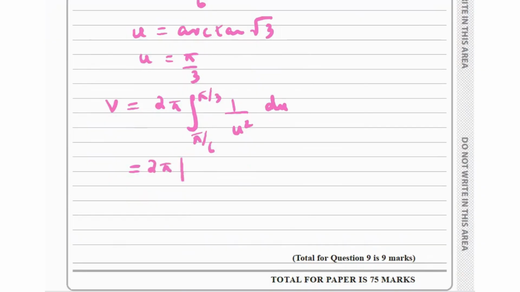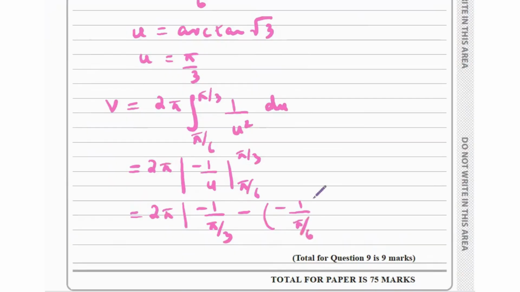So when you integrate this, we get negative 1 over u. We plug in the values of pi over 6 and pi over 3. So that's going to be negative 1 over pi over 3 minus negative 1 over pi over 6. That gives us a value of 6. So that's your volume.